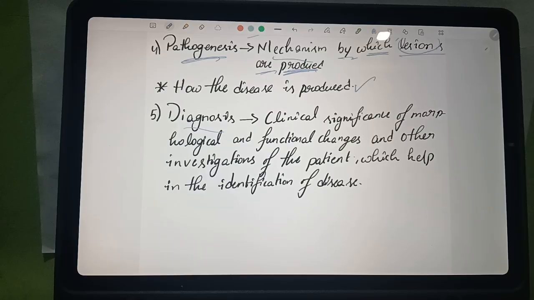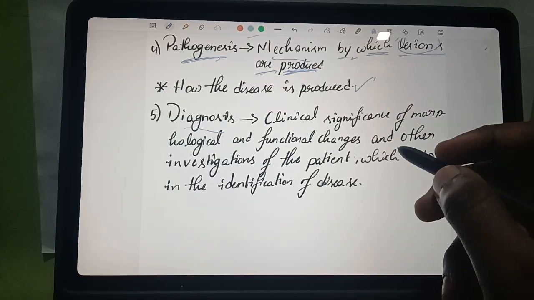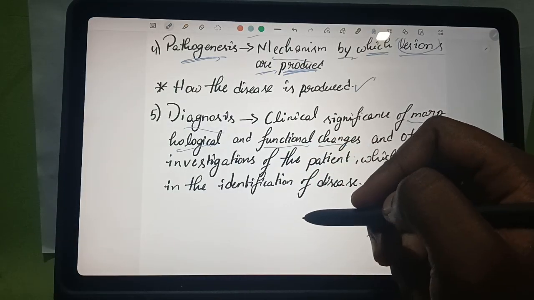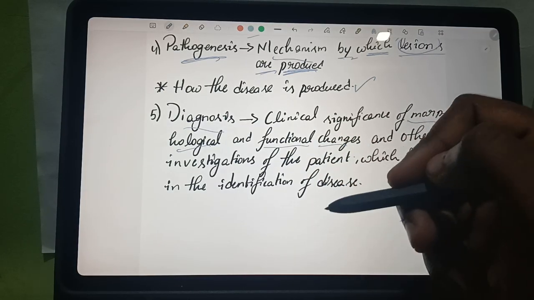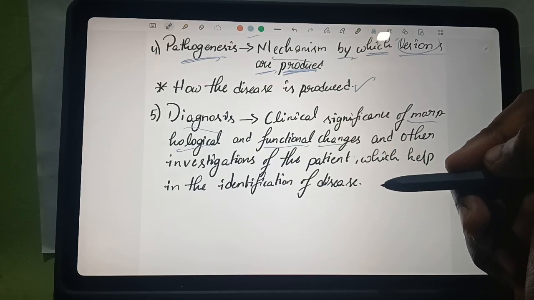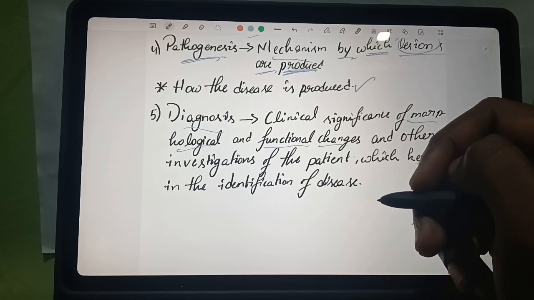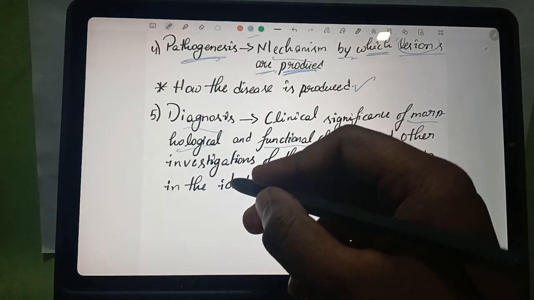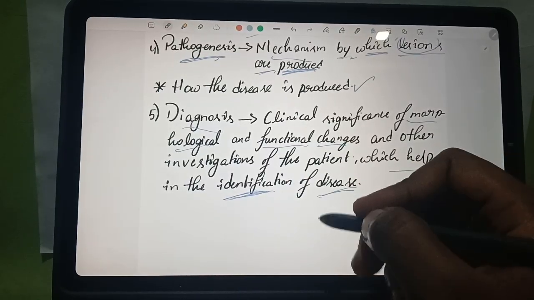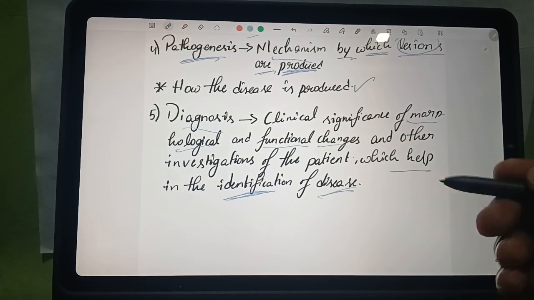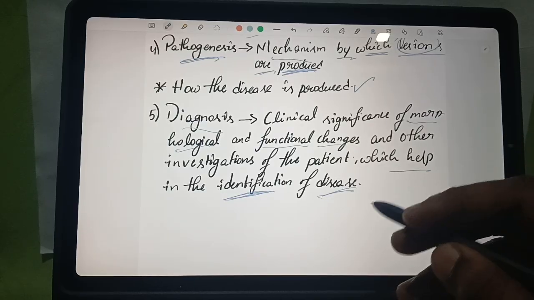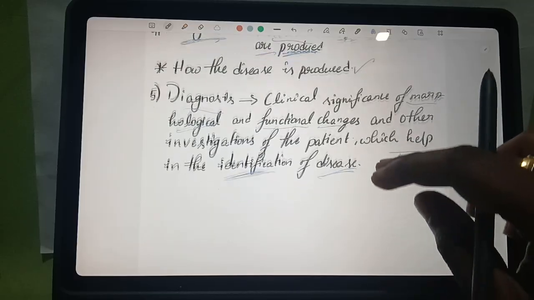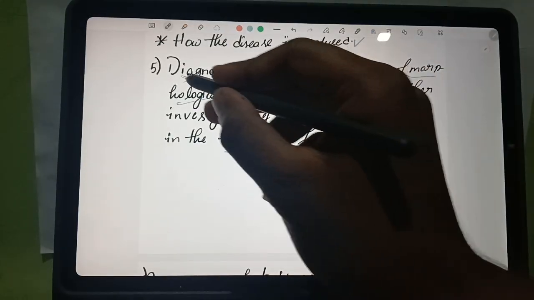And then diagnosis. In diagnosis, we take the patient history, his symptoms, morphological and functional changes, how he reacts to the symptoms, and what suffering he has had. And other investigations of the patient which help in the identification of the disease. By the history taking, he has certain symptoms, so he will have some particular disease. By that we can identify the disease. That is called diagnosis.